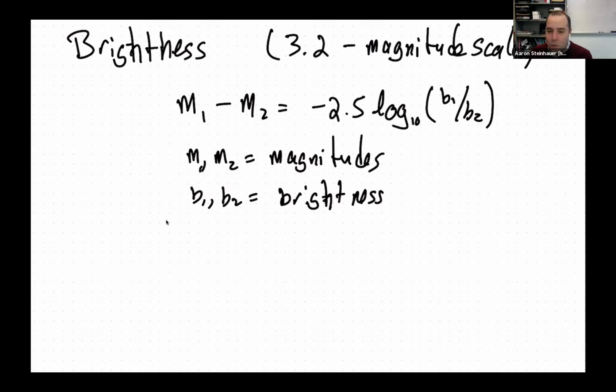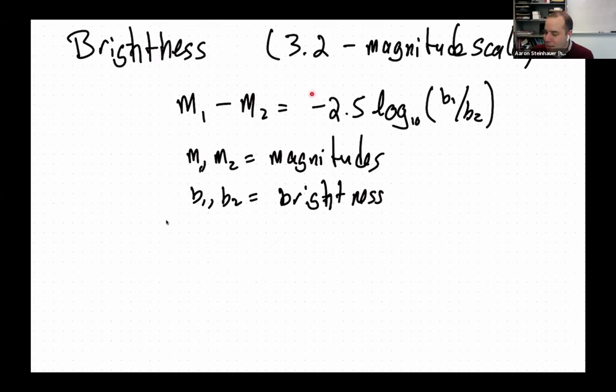There's a couple of weird things about the system. The first is that it's a log system, right? It's not a linear system. It's a log-based system. And that's sort of because our eyes are logarithmic, right? Our eyes are logarithmic to give us a huge dynamic range. We can handle seeing very, very bright things and very faint things because our eyes process things in a logarithmic sense. So this log preserves Hipparchus's by-eye way of measuring brightnesses of things.